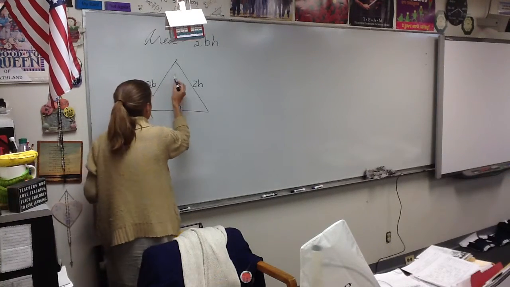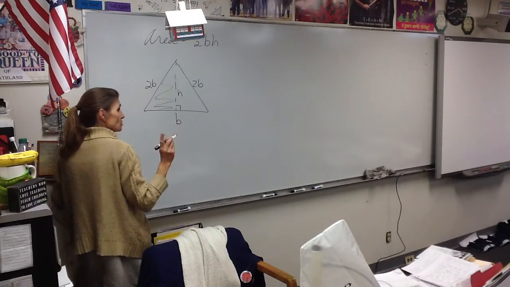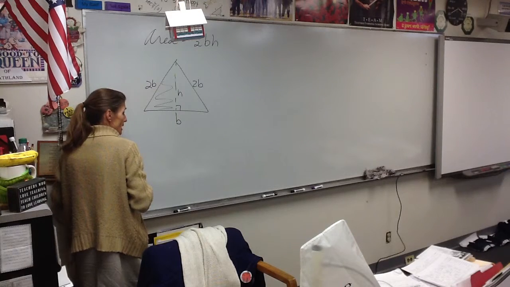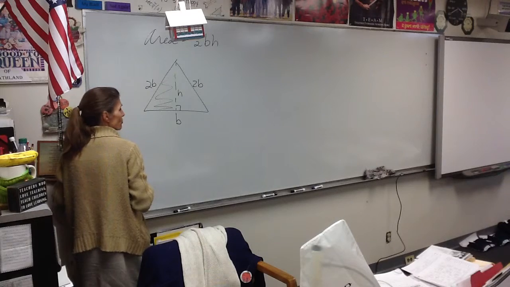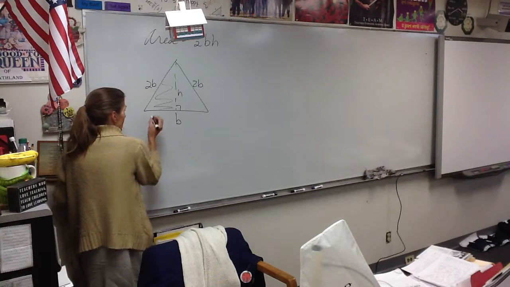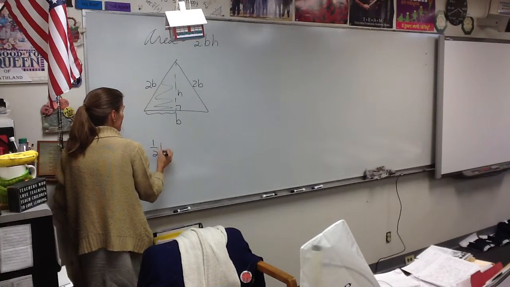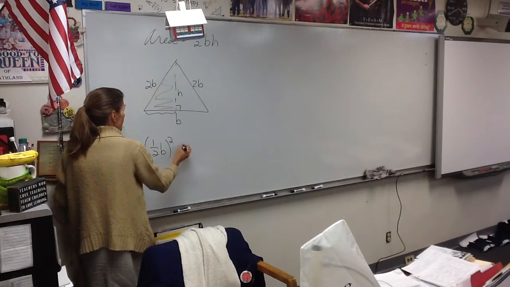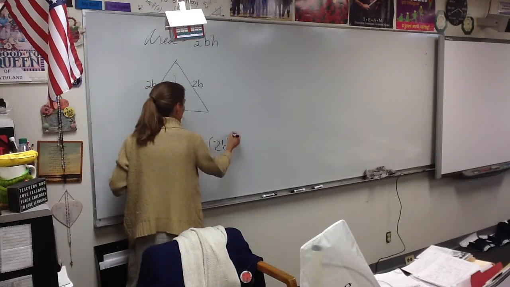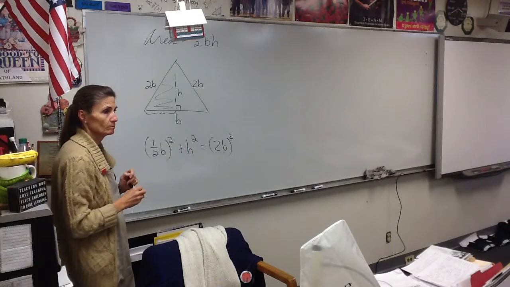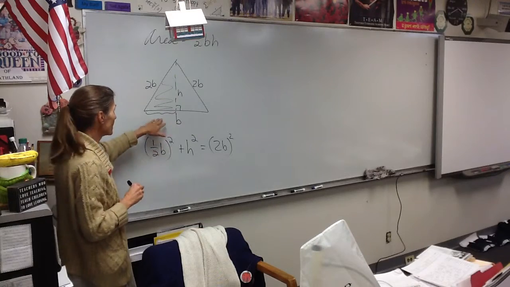So I need to look at this right here for a minute. What kind of triangle is that? Just the shaded one. It's a right triangle. And what famous formula can I always apply to a right triangle? How long would this be? So 1/2 B squared plus H squared equals 2B squared. Would you agree with that? Yes.